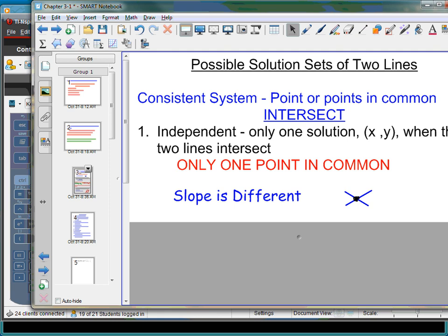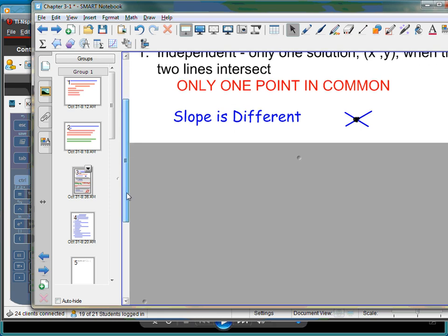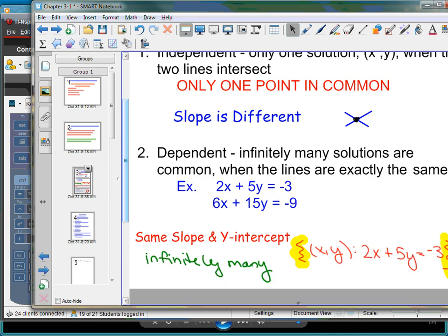Okay, independent. A consistent system means that you actually can see where they're intersecting. We have two possible intersections for consistency. Either we have one point of intersection where you can actually see the lines crossing. What this means is your slope is always, always, always different. If you have one point of intersection, your slope will be different. Do you hear what I'm saying? Okay? That's independent. However, you have what we call dependent.